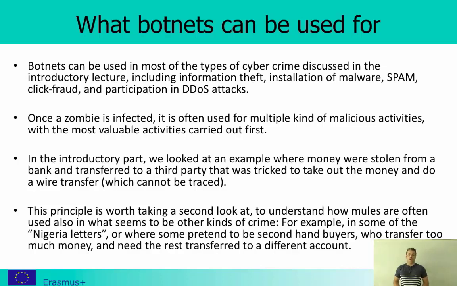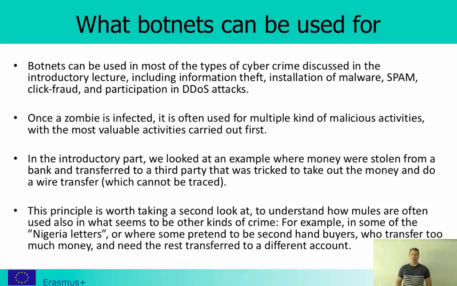In the introductory part, we saw an example where money was stolen from a bank and then transferred to a third party who was tricked to take out the money and go to Western Union, and then he or she lost the money. Actually, this principle is worth taking a little more elaborate look at to understand how these kinds of mules are often used in this kind of crime. So where you see them are not only when you're tricking people to do something, it can also be Nigeria letters, which you might have heard of, where someone is offering to send you a very large amount of money, and then you have to take out this money or do something with it and send it on to a third party, and you can keep part of it.